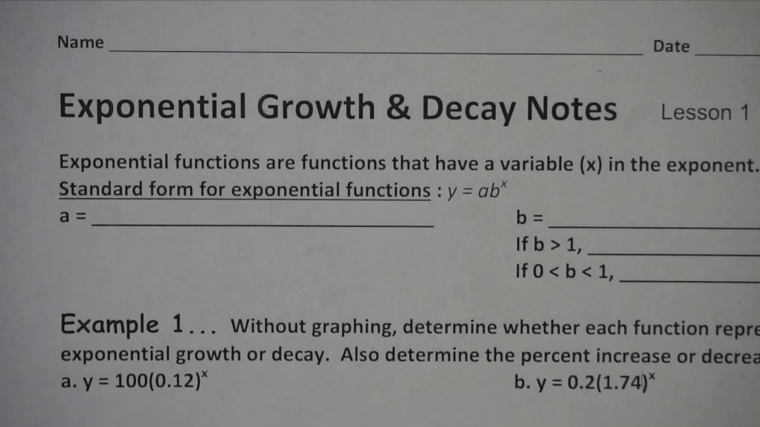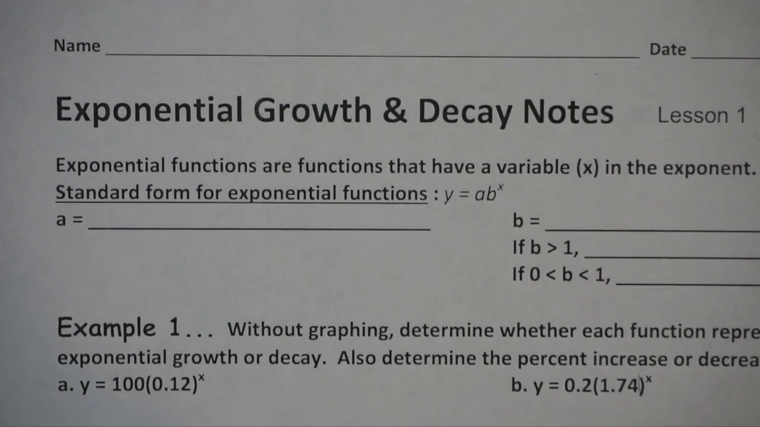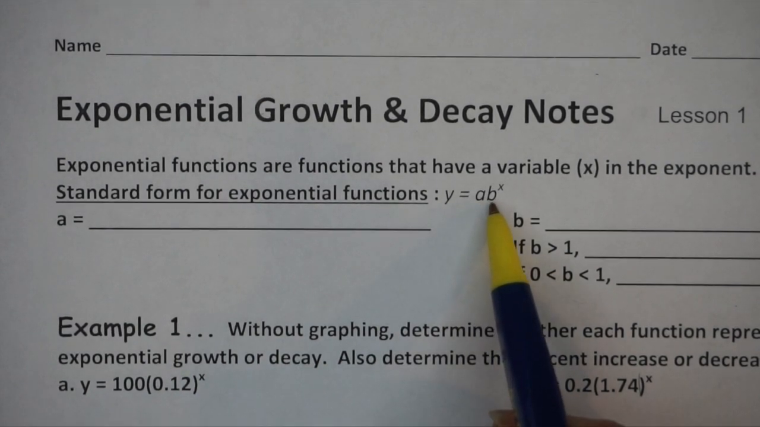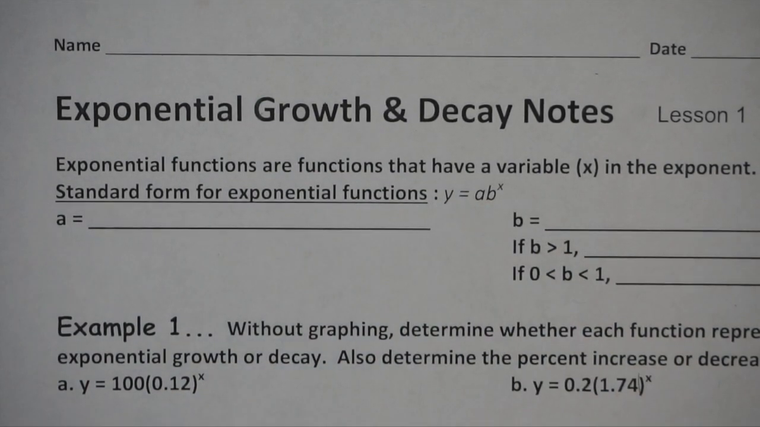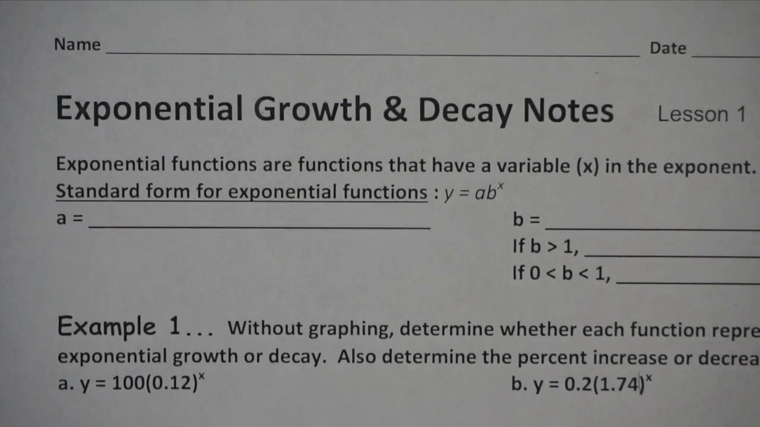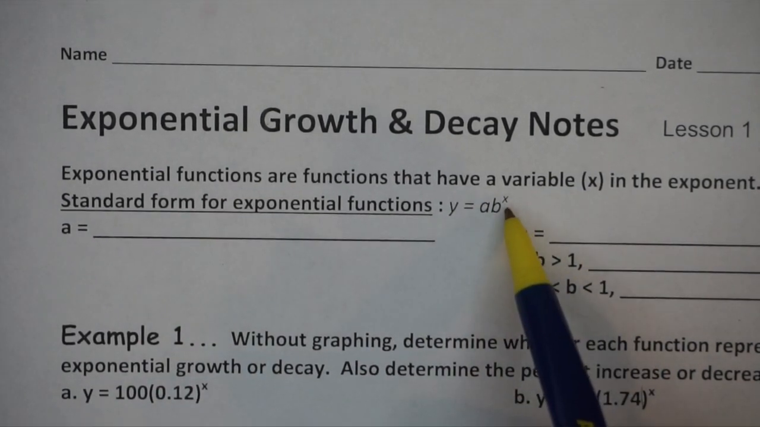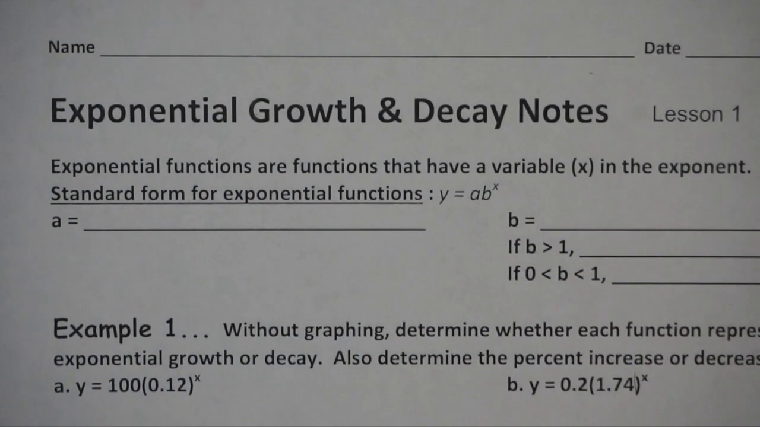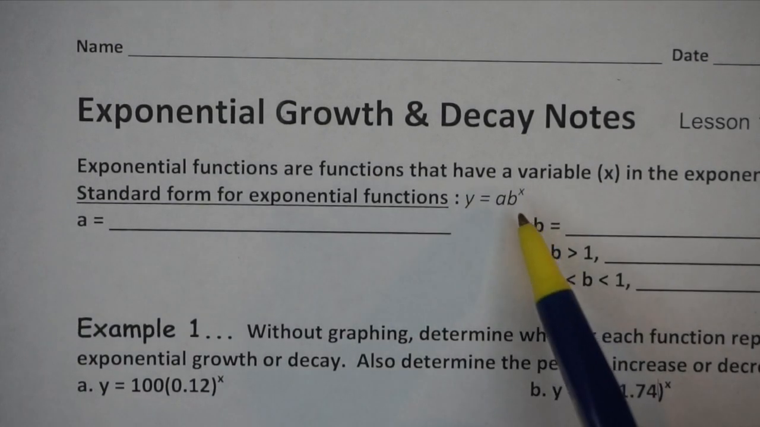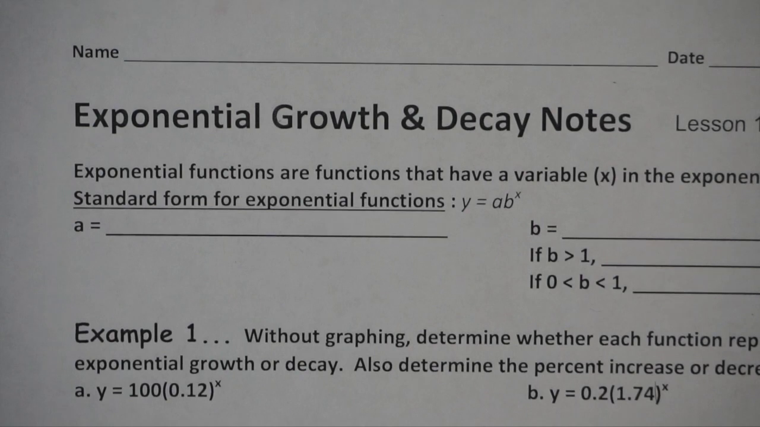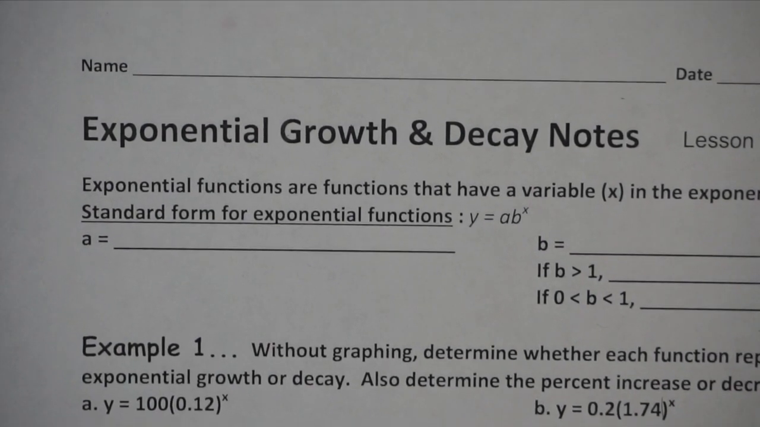So they are modeled with equations that look like this: y = a * b^x. Exponential functions always have that variable, the x, in the actual exponent spot. The a and the b in the equations represent different values. They are most likely going to be replaced with numbers.